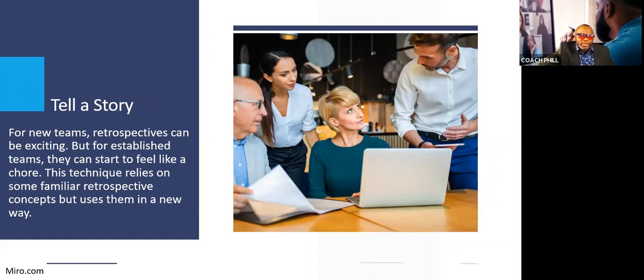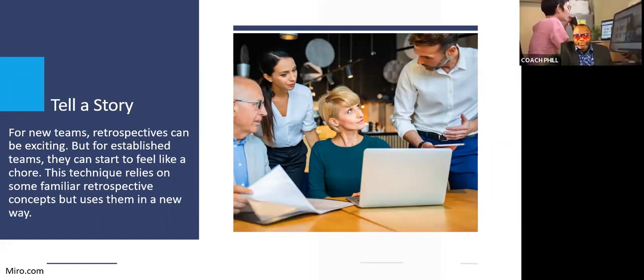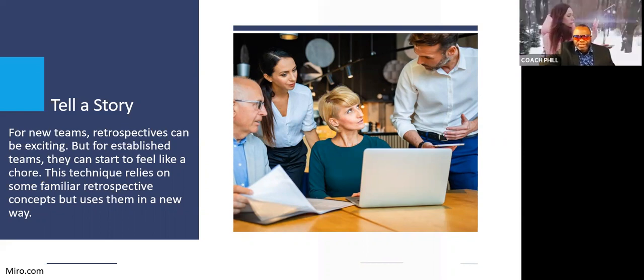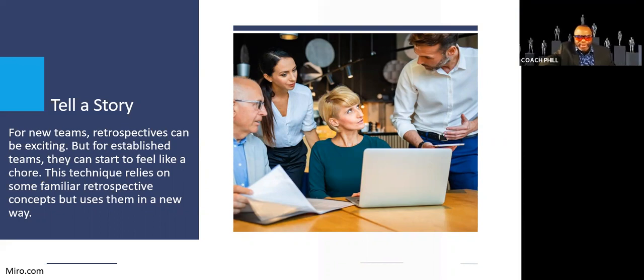For new teams, retrospectives can be exciting, but for established teams, they can start to feel like a chore. This technique relies on some familiar retrospective concepts, but uses them in a new way. The gist is that you get some shaping words such as mad, sad, and glad, like I showed you earlier, and then team members will have a set time box to silently write a story about the last sprint.